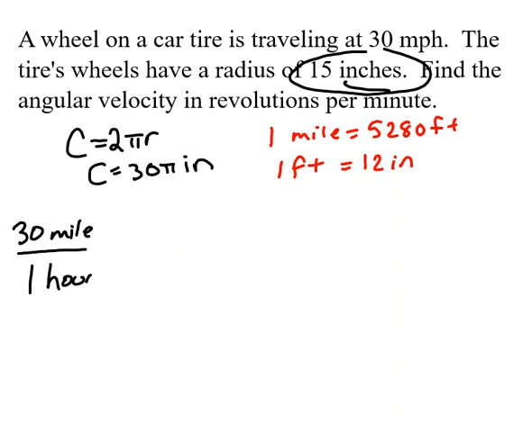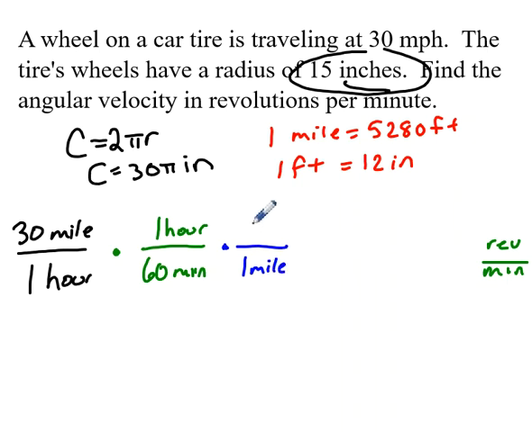Okay. So, 1 hour. I want to get to revolutions per minute, so I want minutes on the bottom at the end, and I want revolutions on the top, which means I need to take hours and change it to 60 minutes. Okay. The next one I'm going to do is my miles. 1 mile is 5,280 feet. And I'm going to do 1 foot is 12 inches.